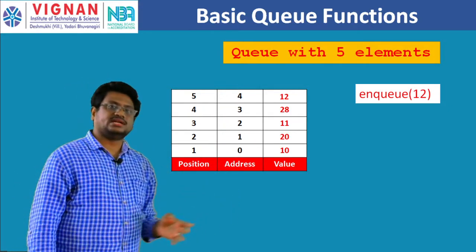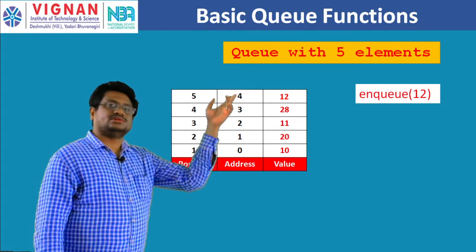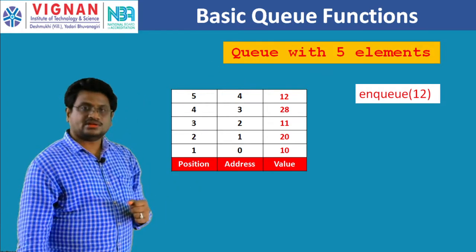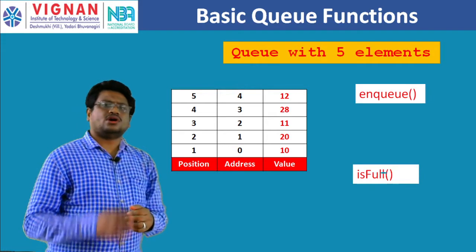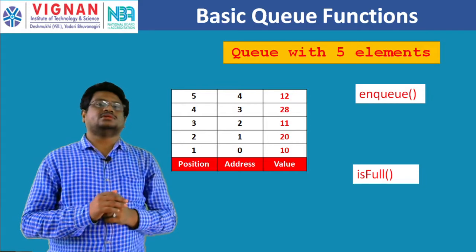So first I inserted 10. Next I inserted 11, 28, 12. Whatever elements I'm inserting go at the top of the queue. Now I have already done the insertions. Now I have to do deletion.